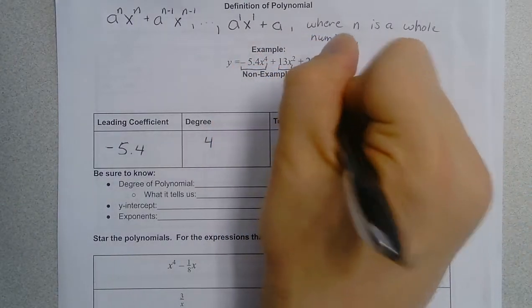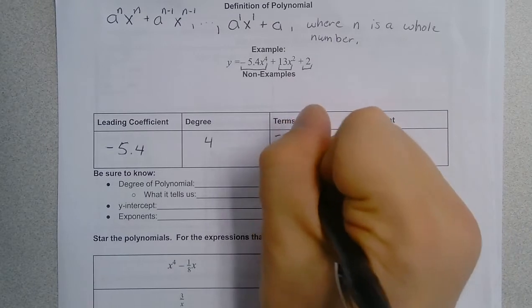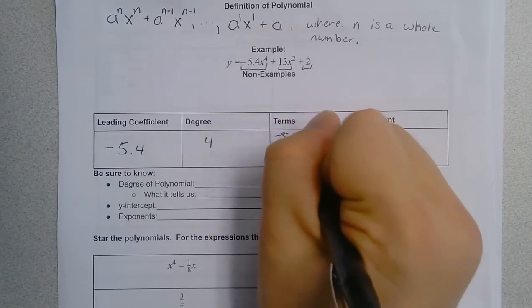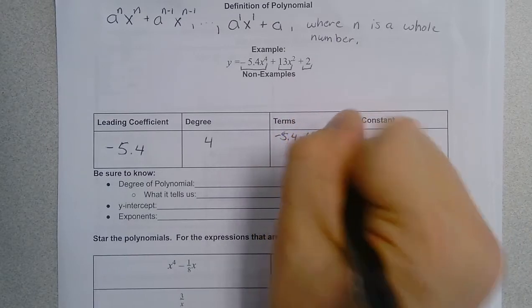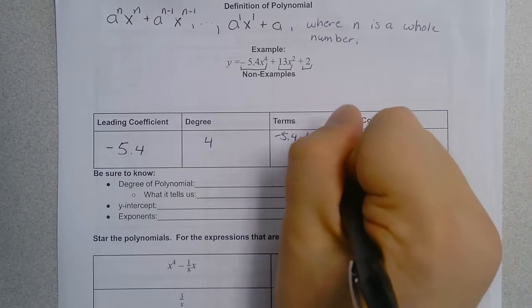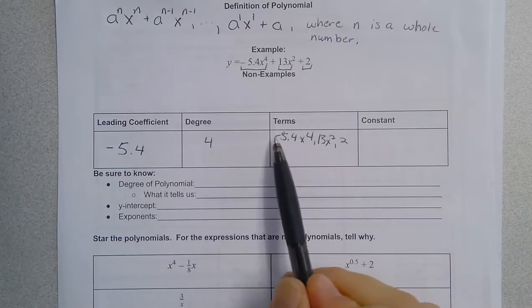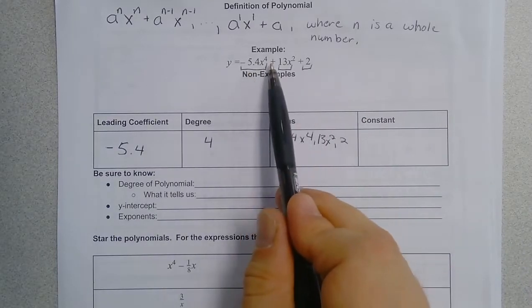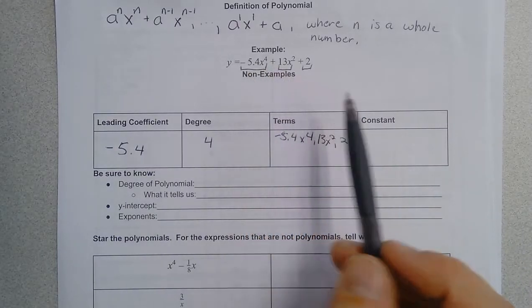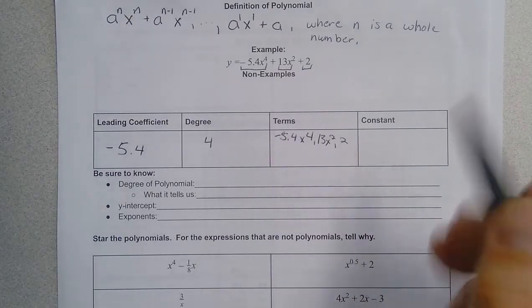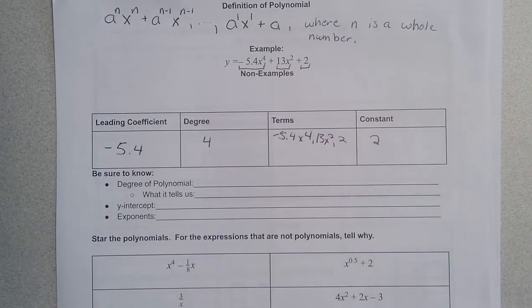My terms, each of the pieces here, are terms. So we have negative 5.4, x to the fourth is one term. I'm going to put a comma, 13x squared, and then a 2. So these individual pieces, taking away the adding or subtracting sign, are the terms, and then our constant is 2.